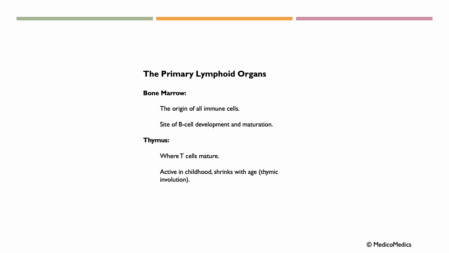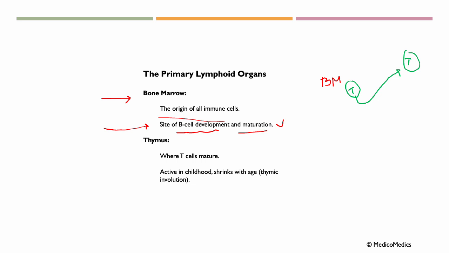So the primary lymphoid organs include the bone marrow. This is the origin of all immune cells. It is also, and this is quite important, the site of B cell development and maturation. So we said all immune cells come from the bone marrow. But we already mentioned before that uniquely the T cells, right? The T cells are immature in the bone marrow, and then they actually travel to our thymus. And in the thymus, they mature. The B cells, however, do not. They do not travel elsewhere. They are produced in the bone marrow and they undergo maturation in the bone marrow. So that's a key differentiation between the two.